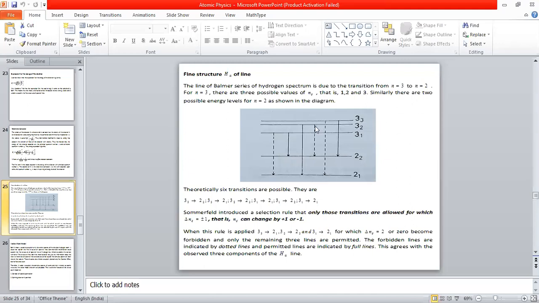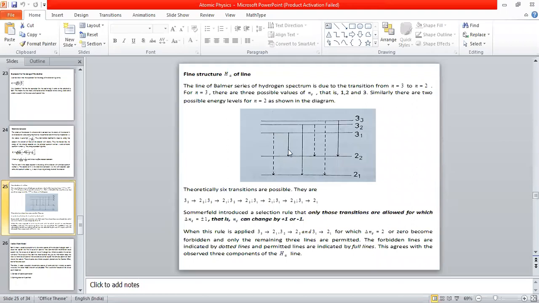Transition is possible from 3 2 to 2 1. Transition is possible from 3 2 to 2 2. Transition is possible from 3 3 to 2 1. So transition is also possible from 3 3 to 3 1. Actually, from 3 3, 3 2, 3 1 to 2 2, 2 1, 6 transitions are possible. You can see 6 vertical lines.